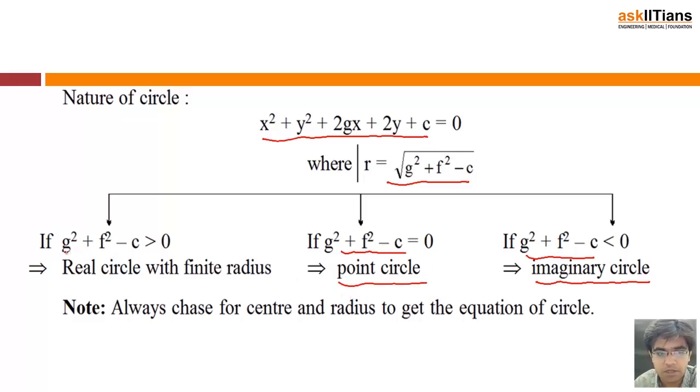Similarly, if g square plus f square minus c is greater than 0, that means we have some real distance, or our r is a non-zero, non-negative quantity. That means we have a real circle with finite radius. So always remember that if you want to find the equation of a circle, then always chase for center and radius, because if you have center and radius, then you can find the equation of the circle.